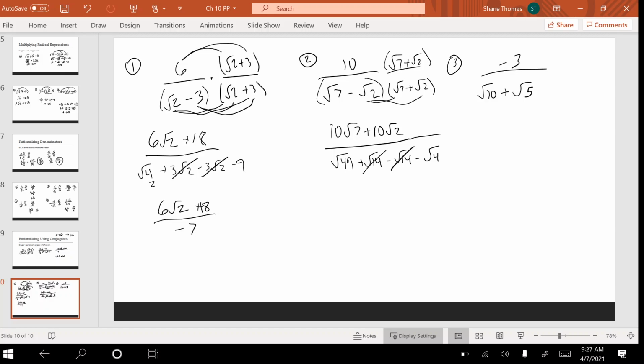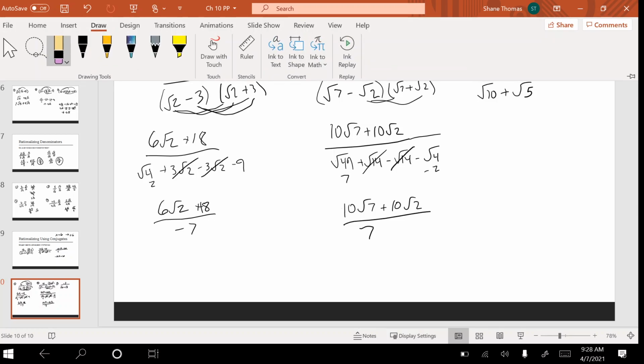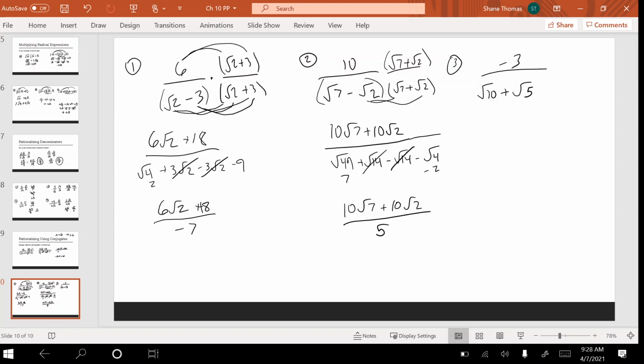This is gone. What's the square root of 49? 7. Square root of 4 is 2, and that's a negative. So on top, I have 10 root 7 plus 10 root 2. On the bottom, I have 7 minus 2, which is 5. You could also divide here and here: that'd be 2 root 7 plus 2 root 2.